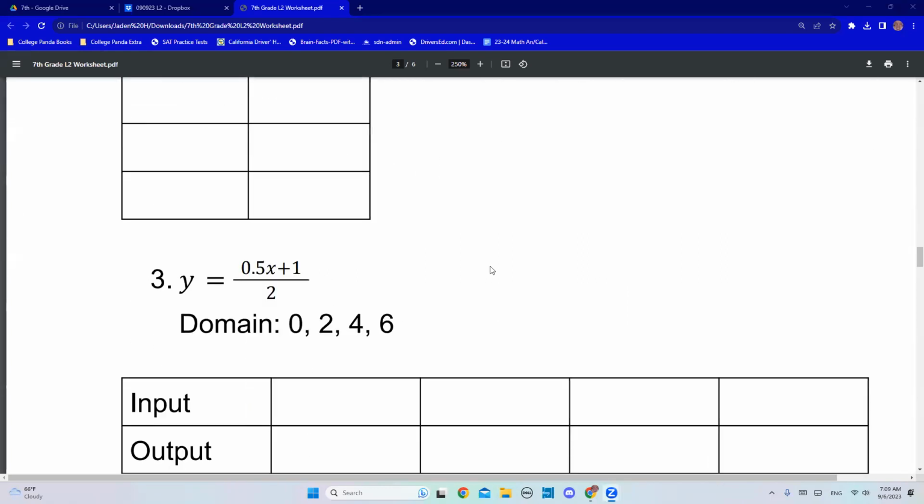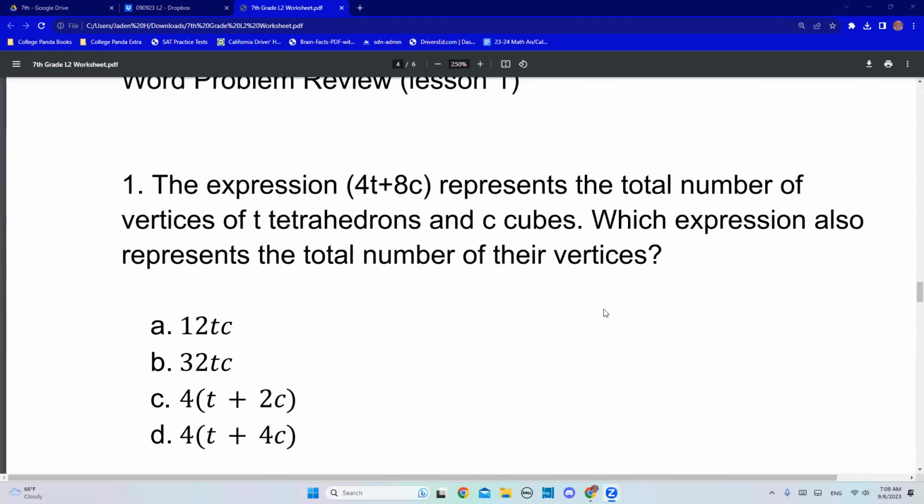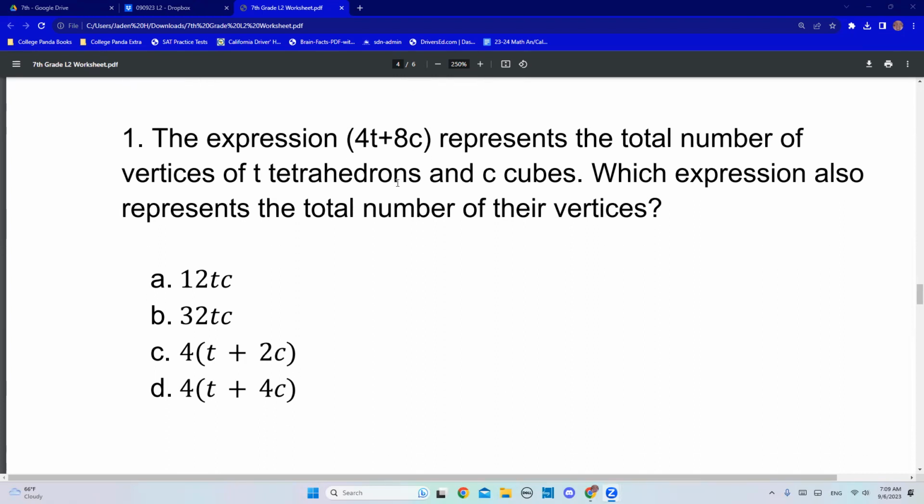All right. Let's move on to the next set of problems. The expression 4T plus 8C represents the total number of vertices of T tetrahedrons and C cubes. Which expression also represents the total number of their vertices? As you can see from this equation, we could factor out a common factor between the two. Both 4 and 8 are divisible by 4. So if you divide 4 out of this equation, you get 4 times T plus 2C. And that'll get you your final answer.